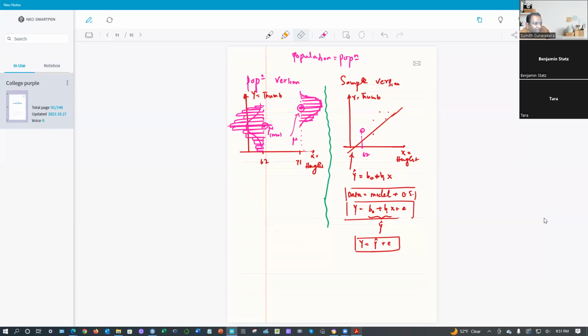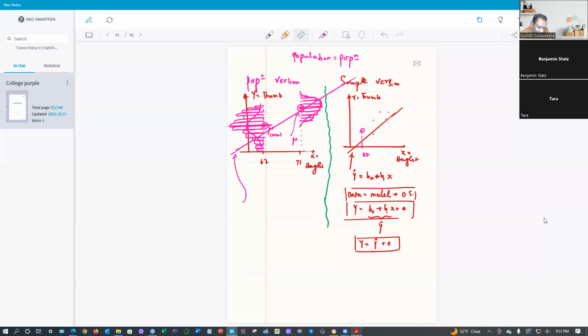Are they the same? No. Different mu. But I put the mu for that one to represent that one. What are they going to do? They go to all the points and draw a line which is going to go through the means.